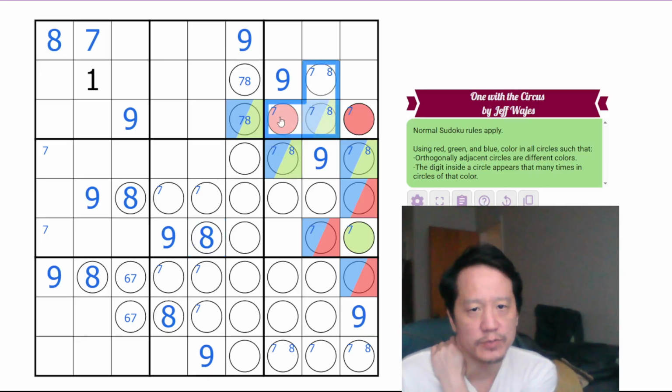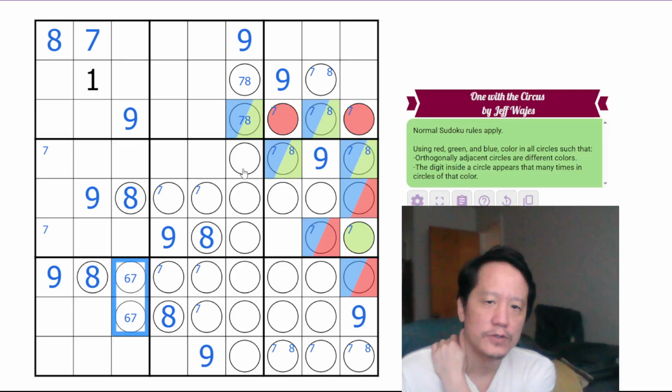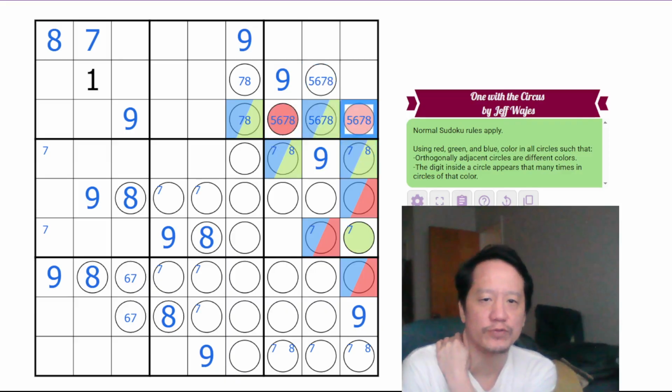6 again must be one of these digits here. And also, we know again, 5s cannot appear in circles in box 1, 2, 4, and 7 now. So 5 has to appear in the circles in the rest of the boxes. So this must be a 5, 6, 7, 8 triplet. This can't be 8, obviously.